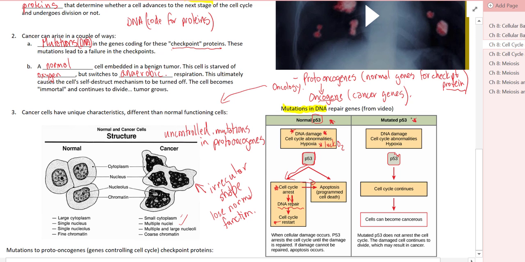Unfortunately, in the case of a mutated P53, you get DNA damage, cell cycle abnormalities. So here's our messed up P53. The cell cycle doesn't stop, it continues, and cells become cancerous, and we end up with this scenario over here. Okay, so mutations to proto-oncogenes, genes controlling cell cycle, checkpoint proteins, and that leads to our tumors enlarging and complications. We can imagine what happens when cells of particular tissues start to lose their functions. Well, then we understand organs don't work properly, potentially organs start to shut down, and we're in trouble.